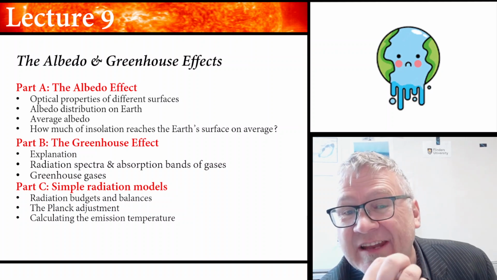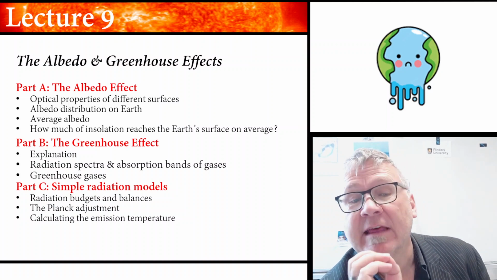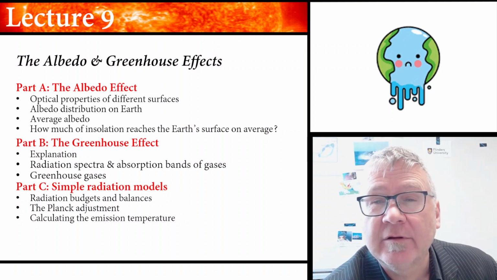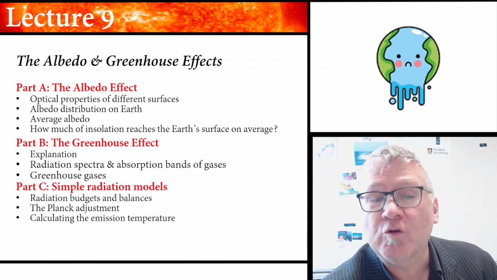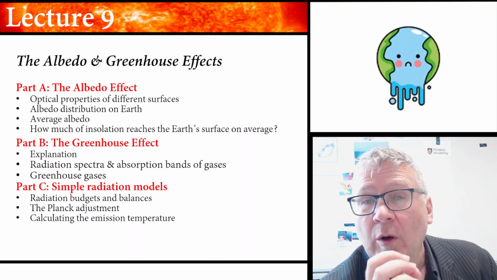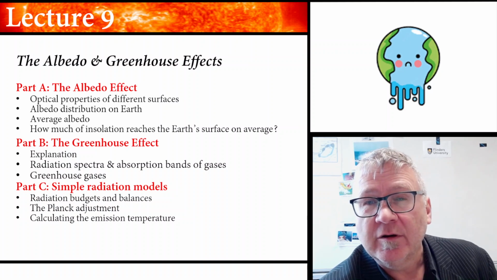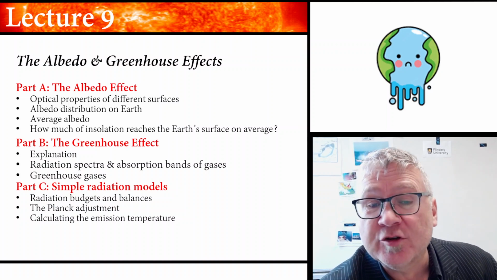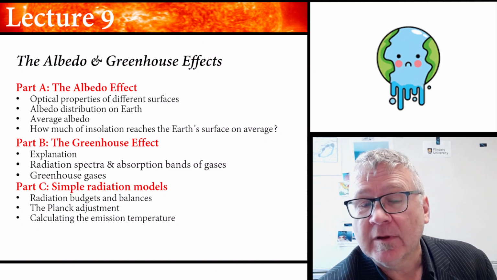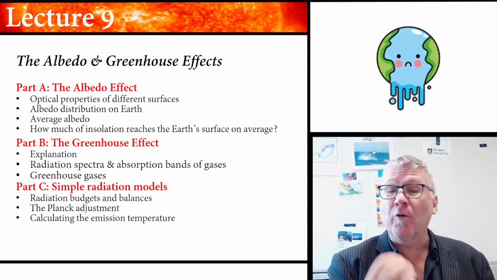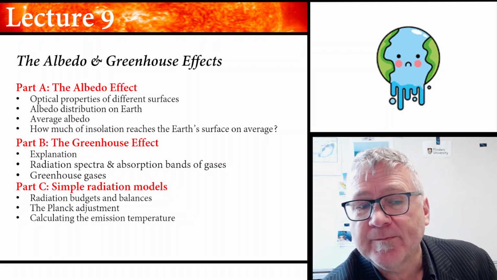I welcome you to Lecture 9, which discusses two important effects, the albedo effect and the greenhouse effect. This lecture has three parts. Part A focuses on the albedo effect. We talk about different optical properties of different surfaces. I show you the albedo distribution on Earth. We talk about the average albedo, and we answer the question of how much of insolation reaches the Earth's surface on average.